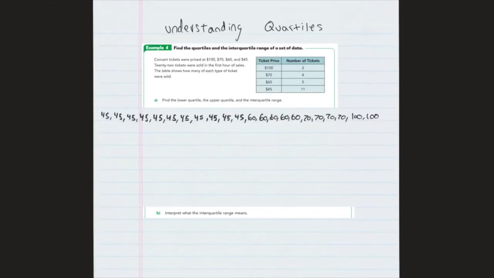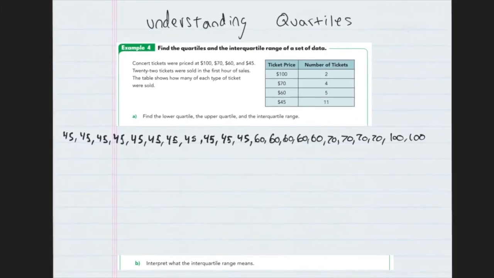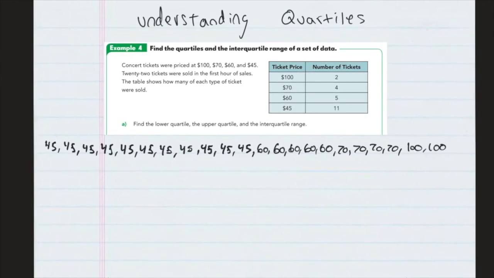And this is our last example for understanding quartiles. And let me zoom in a little bit. So for example 4, we're asked, concert tickets were priced at $100, $70, $60, and $45. 22 tickets were sold in the first hour of sales. The table shows how many of each type of ticket were sold. We're asked to find the lower quartile, the upper quartile, and the interquartile range. So that is Q1, okay, and the upper would be Q3. So that would be the upper and the lower quartiles. But in order to find those, we really need to find Q2 anyway, right? So we might as well.